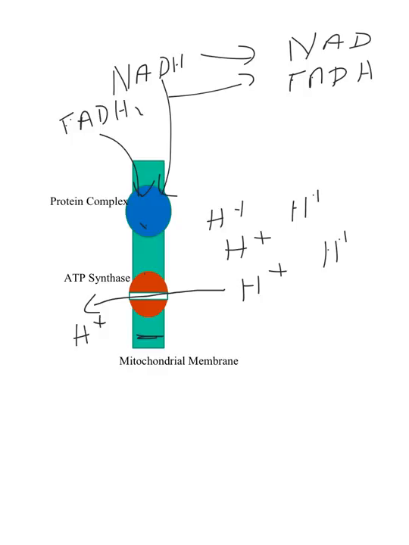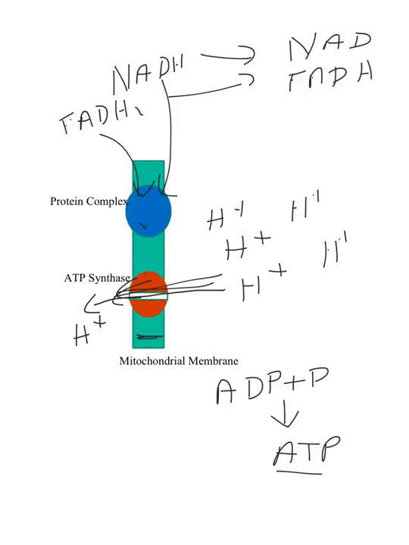We can use that flow of charged particles to serve as an energy source, which will allow us to convert ADP and free phosphate into ATP. As long as this flow continues, we get more and more ATP.